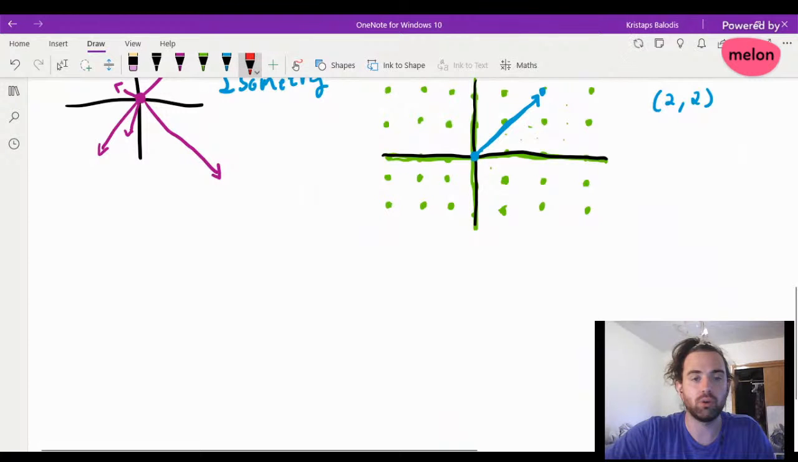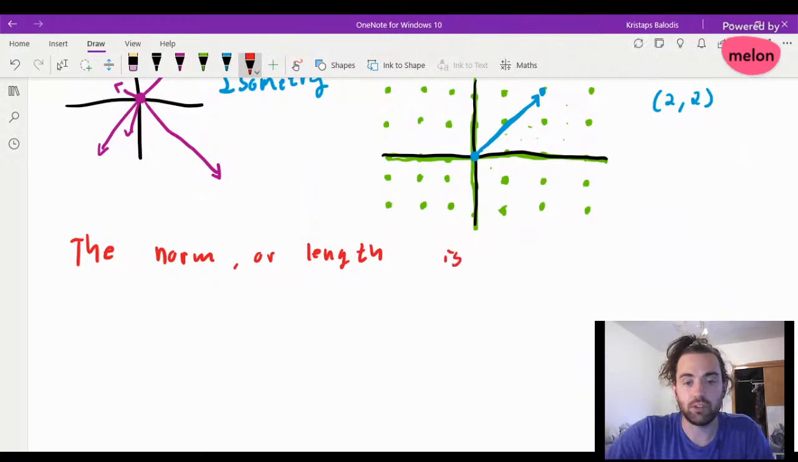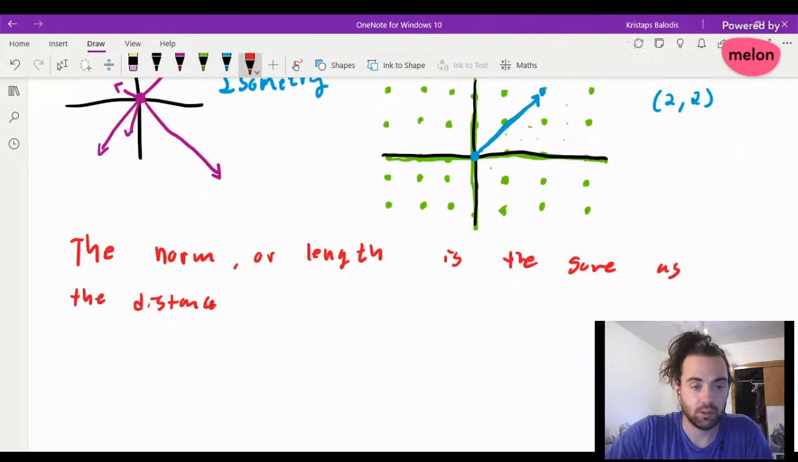So the norm or length is the same as the distance from the original points.